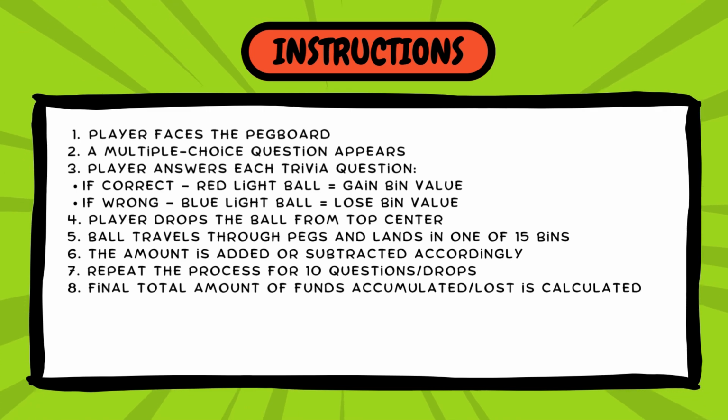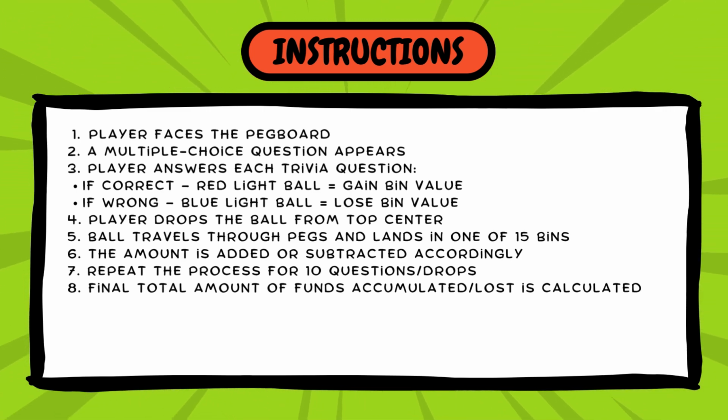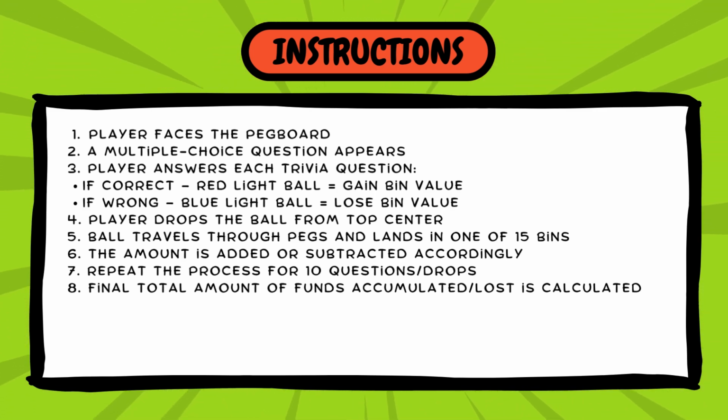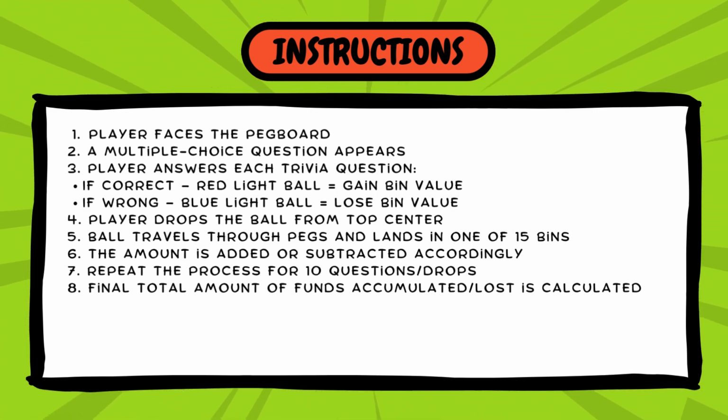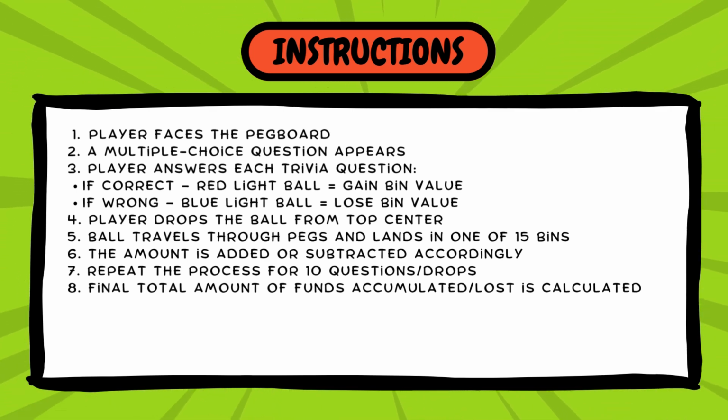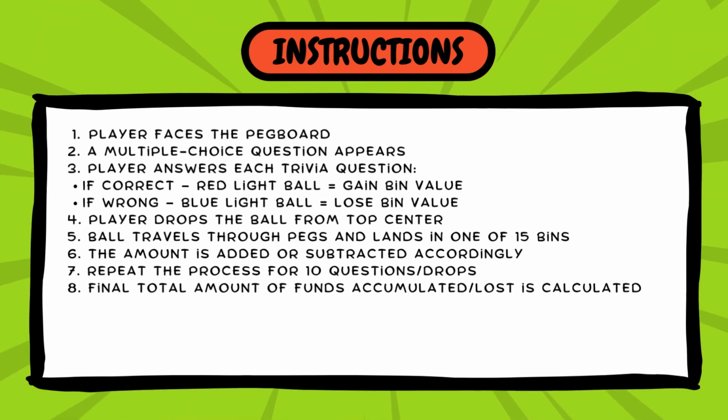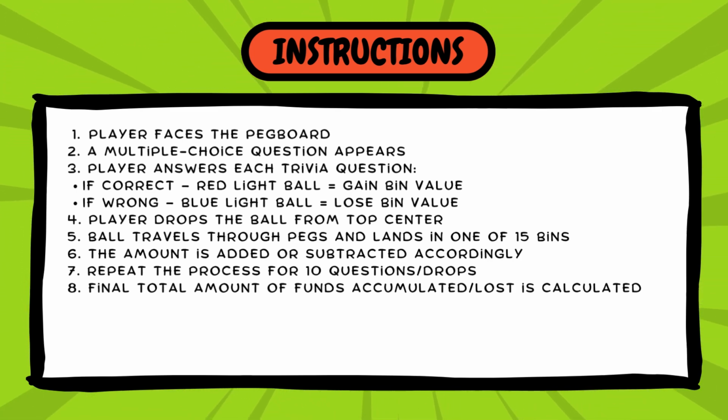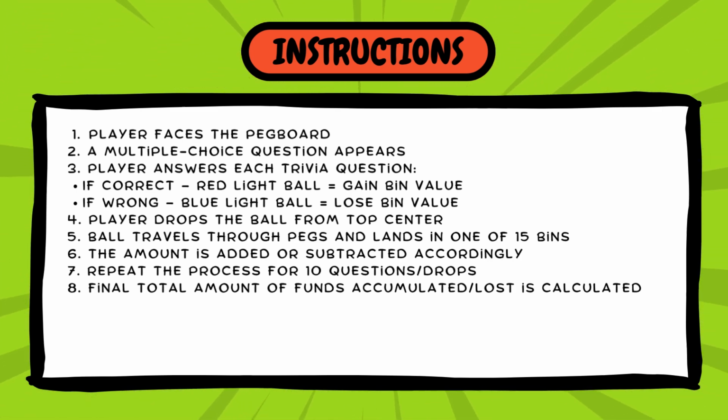5. Ball travels through pegs and lands in one of 15 bins. 6. The amount is added or subtracted accordingly. 7. Repeat the process for 10 questions, drops. 8. Final total amount of funds accumulated, lost is calculated.